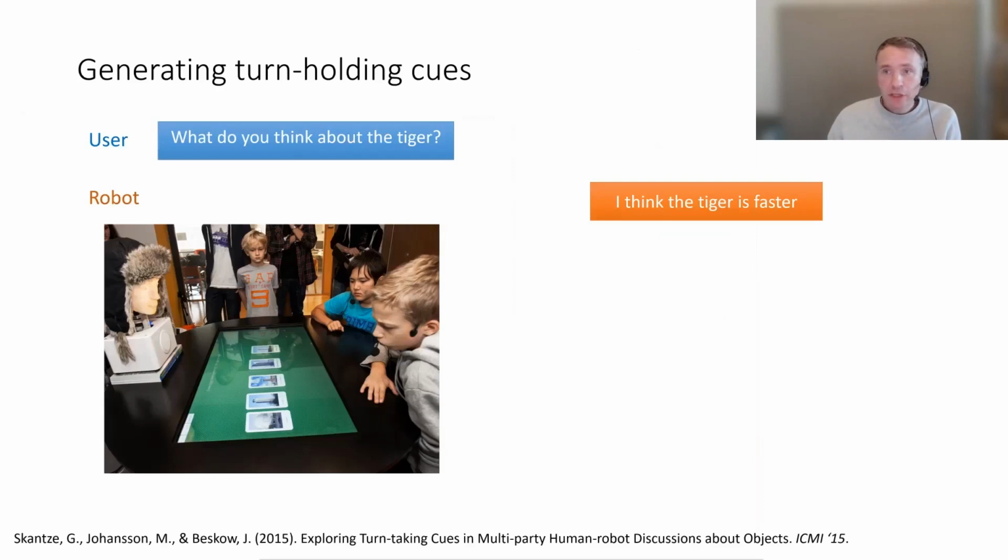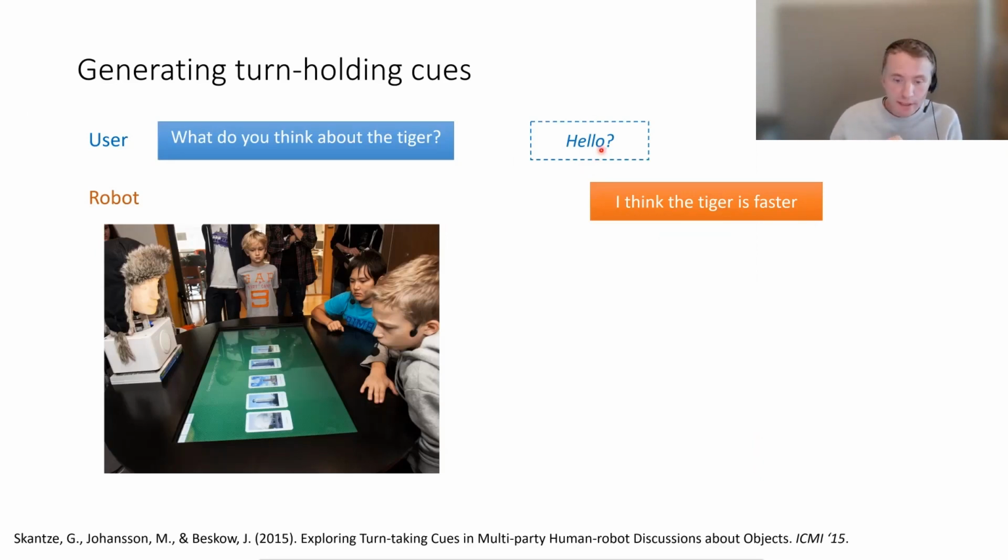Another problem that I mentioned in the beginning is that of generating turn-taking cues on behalf of the robot. And that's something we studied in the case of the card game. For example, if a user says, "What do you think about the tiger?" and the robot needs some time to respond and say, "I think the tiger is faster," there is an obvious risk here that the user doesn't think that the robot has actually understood, and the user might say something here. And then we get this clash and confusion and so on.